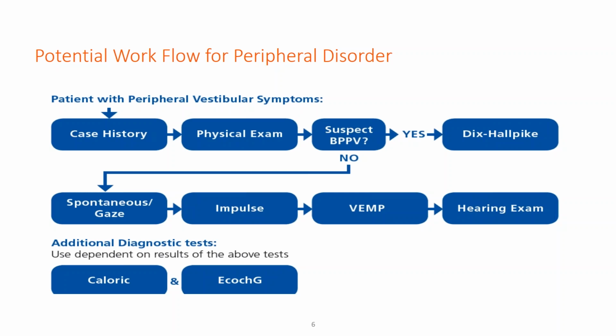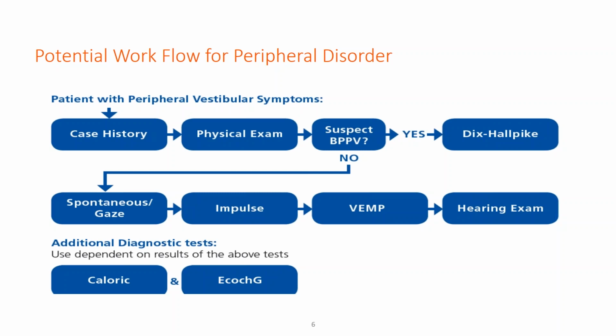Based on that, it would be recommended that if you're seeing a patient who's dizzy, take a case history and have them undergo a physical exam with a physician. Then if you're suspecting BPPV, just go ahead and do the Dix-Hallpike or another test that you think will test them for BPPV. Even the Dix-Hallpike you might need to modify depending on the patient's needs and what they have going on. If you're not suspecting BPPV, spontaneous and gaze testing can help you document any pattern of gaze-evoked nystagmus. You could do the head impulse test, VEMP, and then a hearing exam.